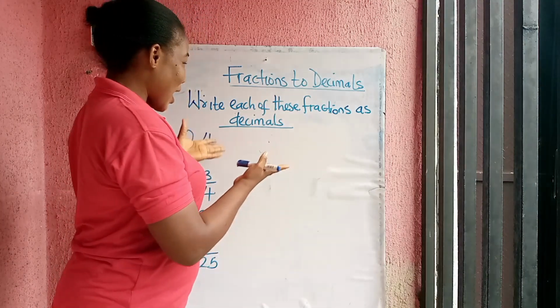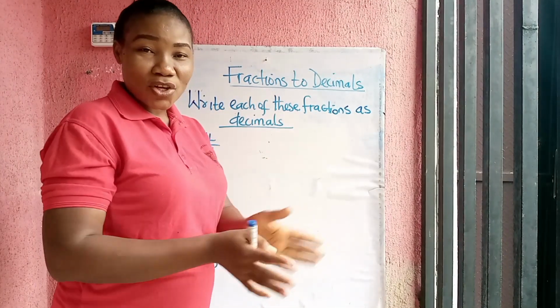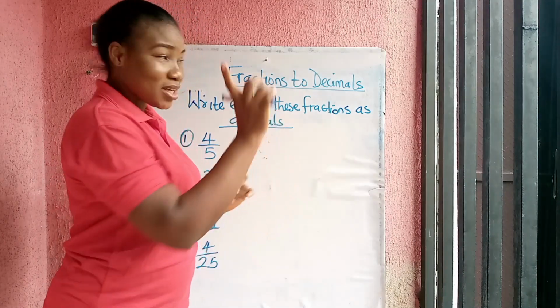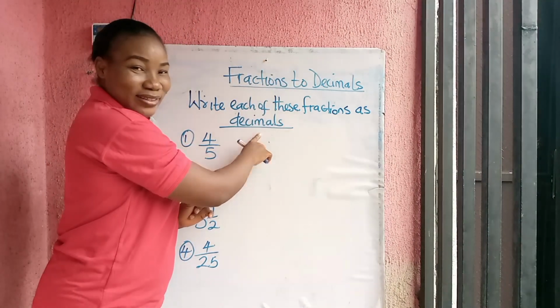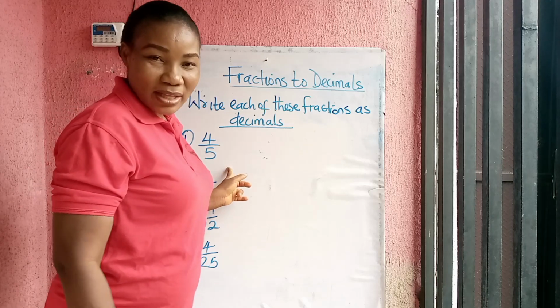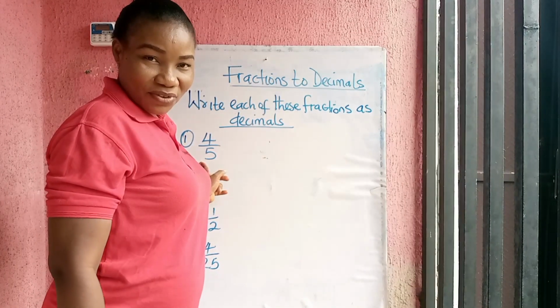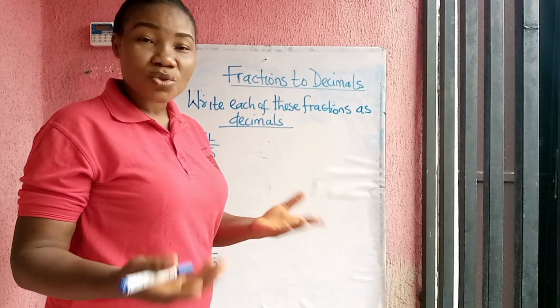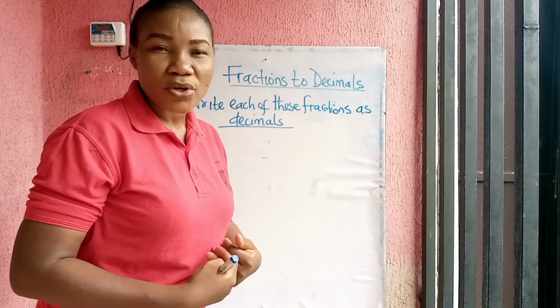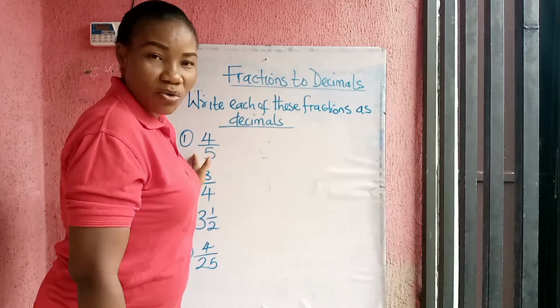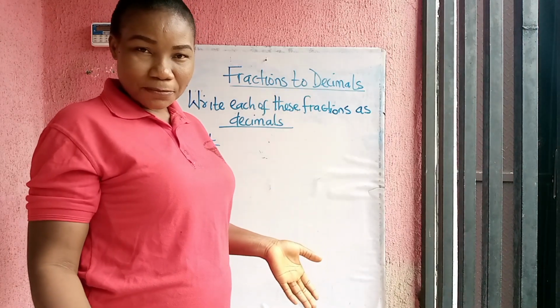Let's take a look at these problems on the board. Converting fractions to decimals. Let's take a look at the first one. 4 over 5. We need to change it to decimal. At this point, you ask yourself, what will I do to change 4 over 5 to decimal?